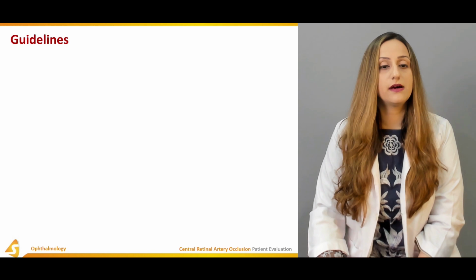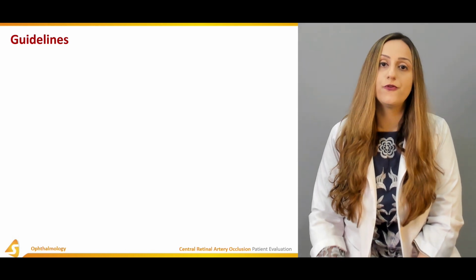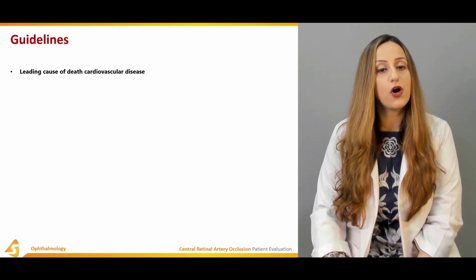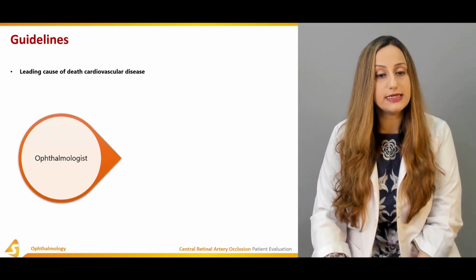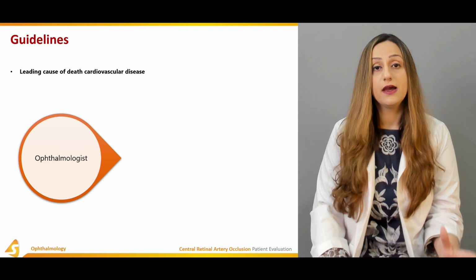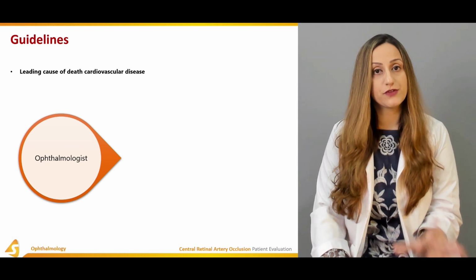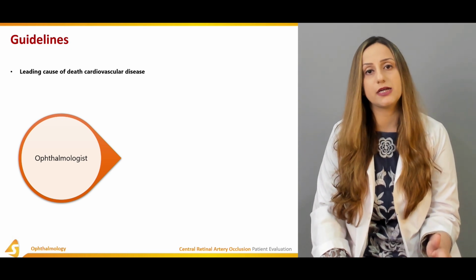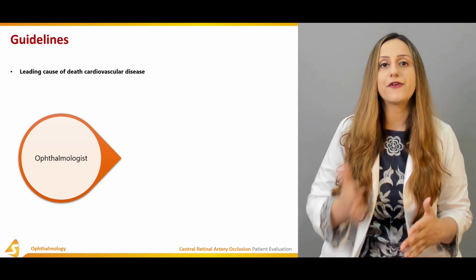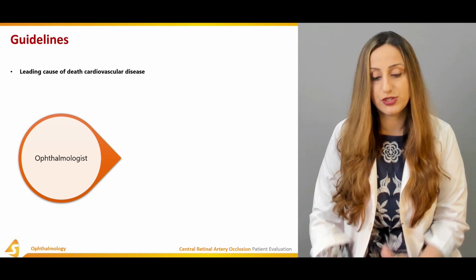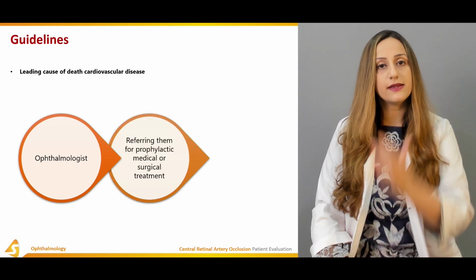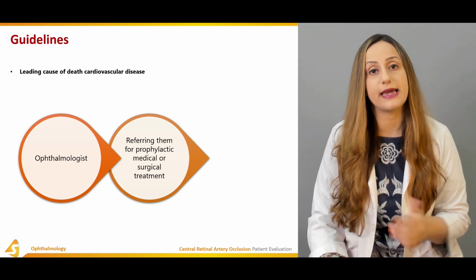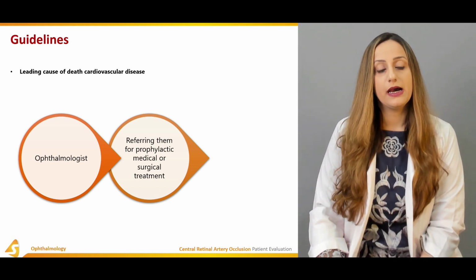So over here, there are particular guidelines that are followed by the clinicians that we'll be discussing. Cardiovascular disease is the leading cause of death, and you have to refer the person to an ophthalmologist. If you are a family physician and you have diagnosed central retinal artery occlusion, you're going to refer the patient to an ophthalmologist. And then referring them for prophylactic medical or surgical treatment is again very important over here.